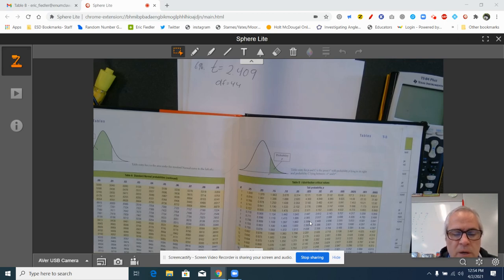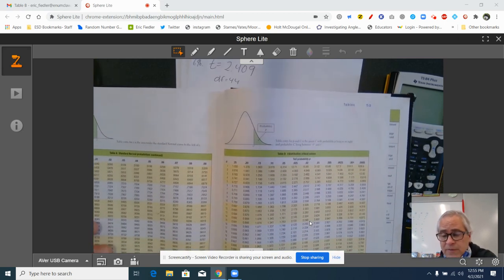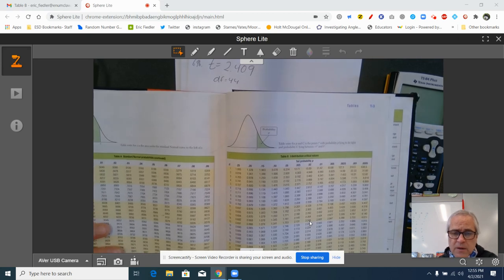Okay, so what I gather was the test statistic, or T, was 2.409, and the degree of freedom is 44. I don't want to say this too loudly, but you're not going to have to use the table on the test. I think it's beneficial for stats students to look at how the tables were used.